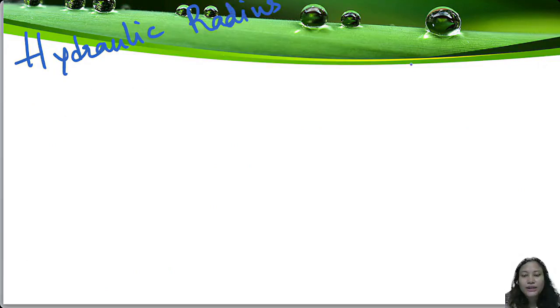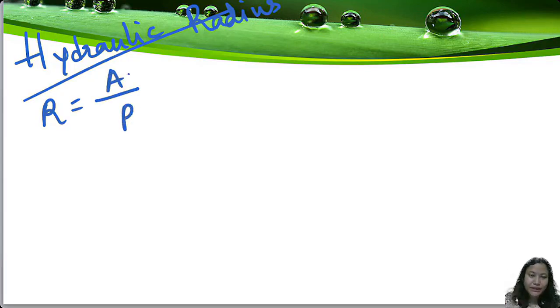Whenever designing any kind of grass waterway, be it rectangular channel, circular or parabolic, you always have to remember these 4 or 5 parameters: area, wetted perimeter, the hydraulic radius, and obviously Manning's formula. Always remember this. Hydraulic radius is given by R equal to A by P, the cross-sectional area divided by the wetted perimeter.